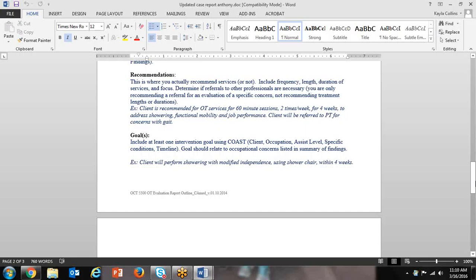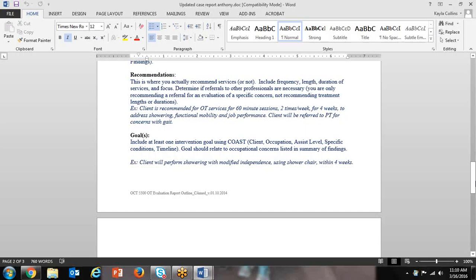So don't say that the client will be referred to PT for treatment of gait abnormalities 3 times a week for 3 weeks for 60-minute sessions. You can't make that determination, but you can say that you're recommending the client to be referred to PT for concerns with gait.